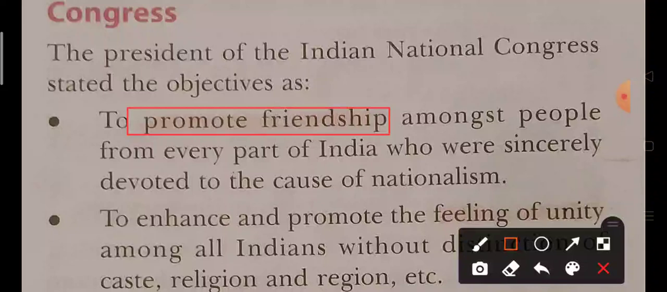So what is the meaning of promoting friendship? Actually friendship means we can try to reach the in-depth Indian person, that is, the common man of India. So the nationalism of India depends on promoting friendship.